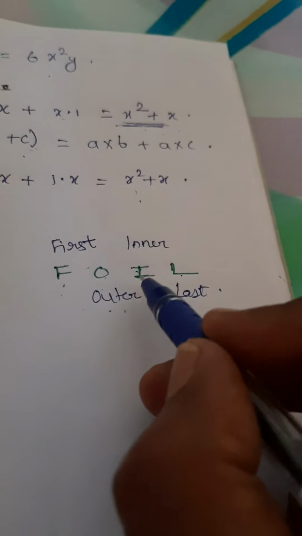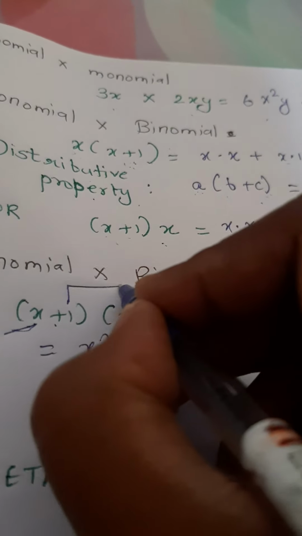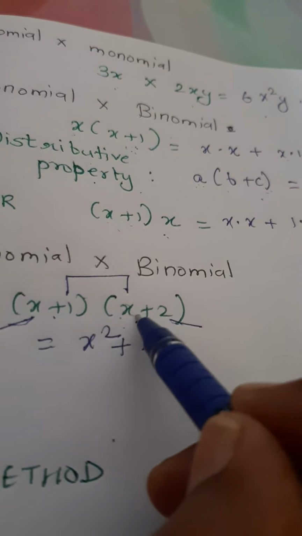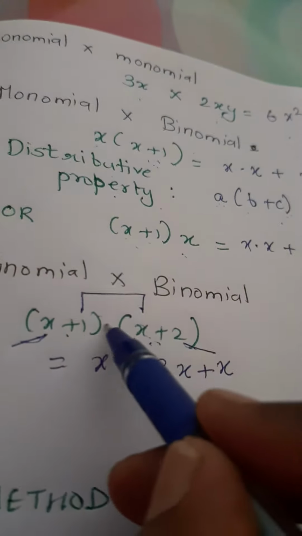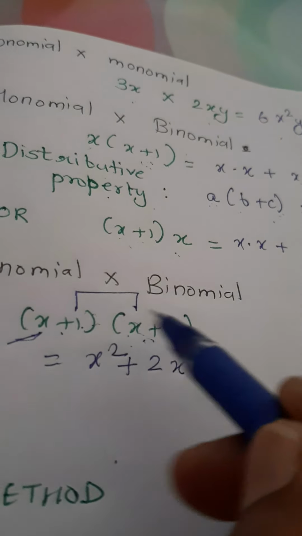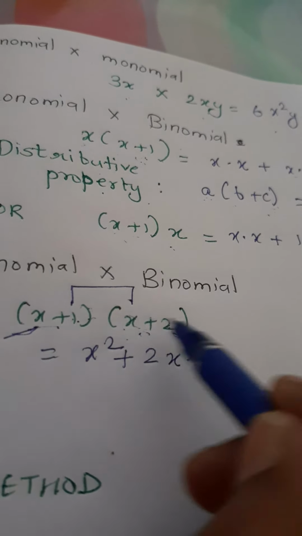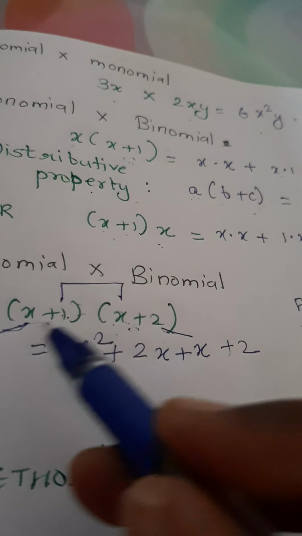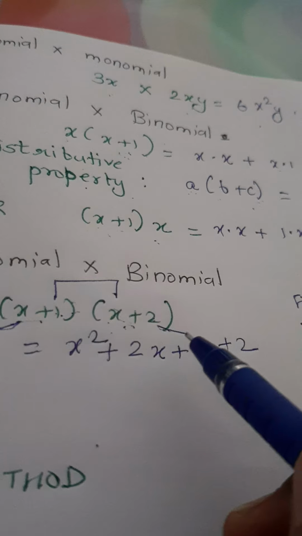Okay, and I is for inner. So which are the inner two terms? 1 and x. 1 and x are the inner terms. So 1 and x will give you plus x. And L is for last. Which are the last terms? This is 1 here and 2 here. In this binomial, 1 is the last term, and in this binomial, 2 is the last term. So 1 into 2 will give you 2. Fine. So that is multiplying the first terms, the outer terms, the inner terms and the last terms.